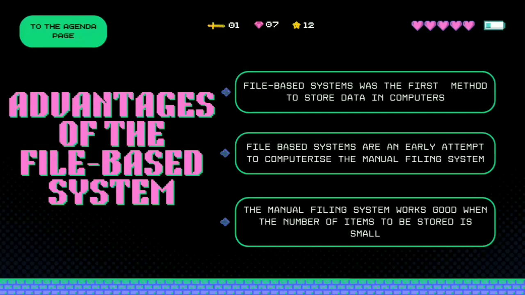And then the next slide is about the advantages of the file-based system. First, the file-based system was the first method to store data in computers, and file-based systems are an early attempt to computerize the manual filing system, and the manual filing system works well when the number of items to be stored is small.